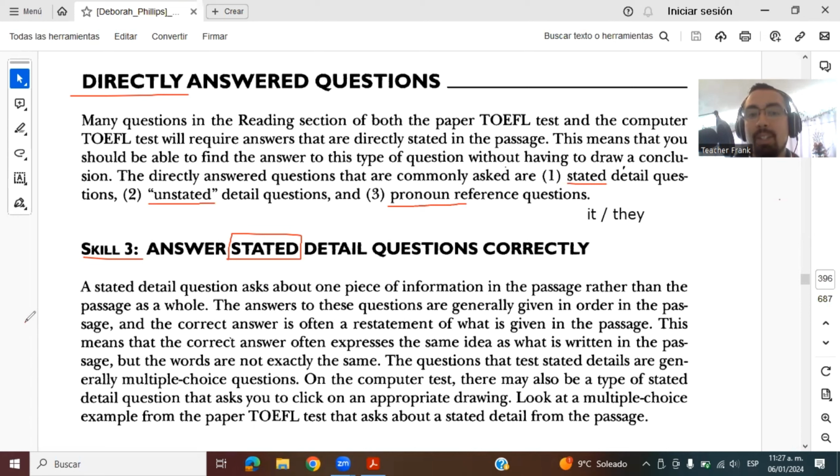So answering detailed questions correctly looks easy on the surface because the information is there, it's stated, but it's a little bit complicated the way in which it is presented, okay? Okay, so we're going to look at an example.